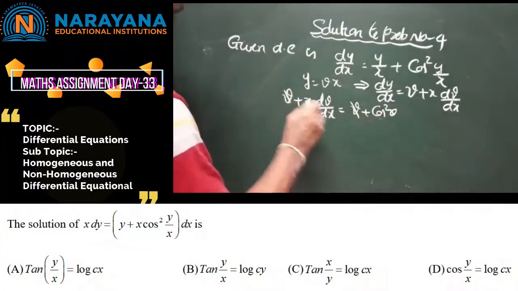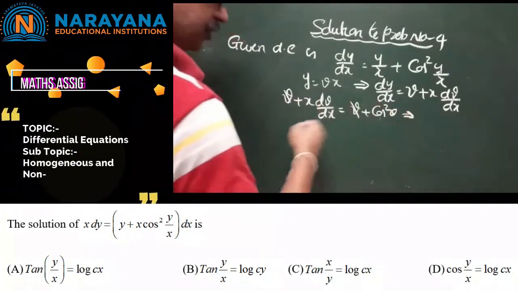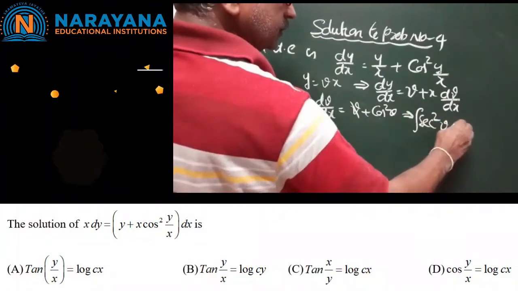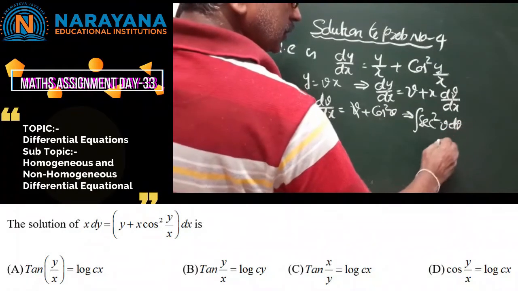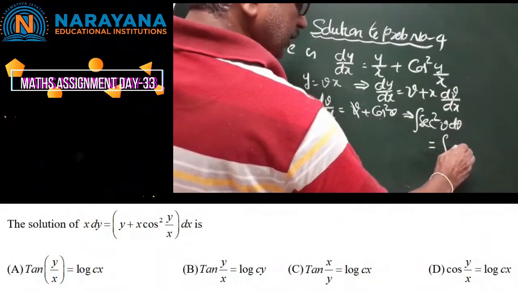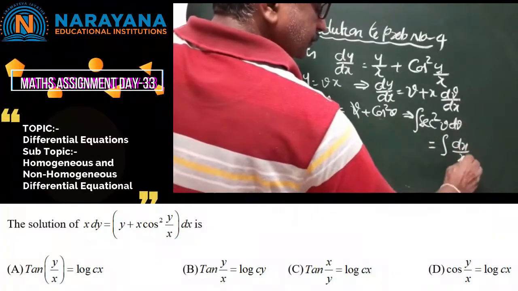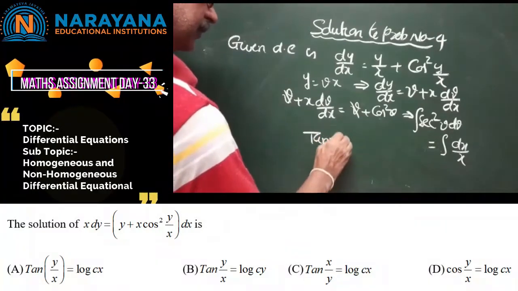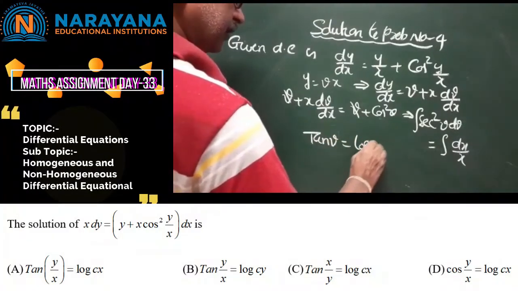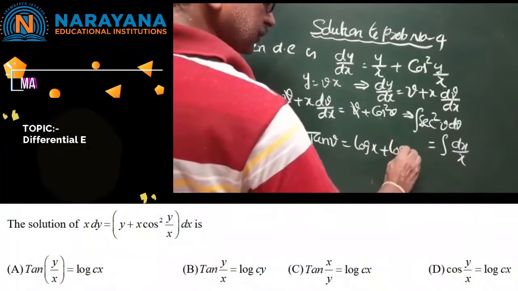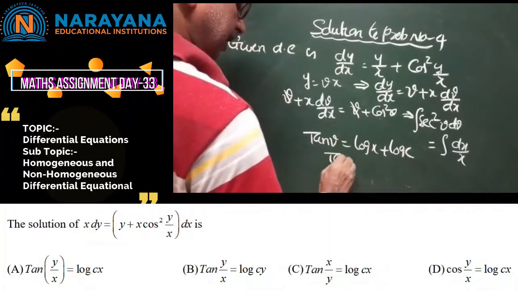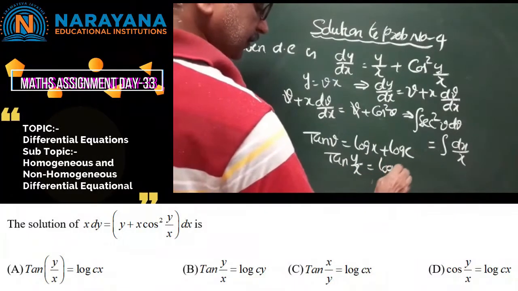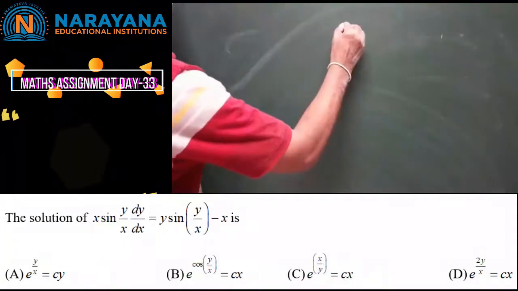v will get cancelled. So if you interchange the terms, we get integral secant square v dv equal to integral dx by x. And integral secant square v is tan v. tan v is equal to log x plus log c. So we can write tan y by x equal to log cx, which is the solution for the problem. Now to problem number 5.